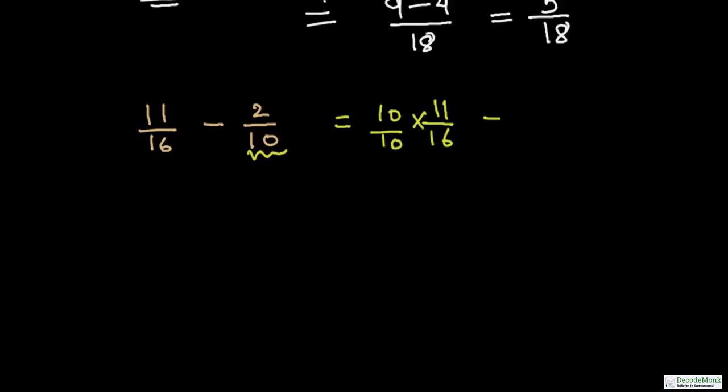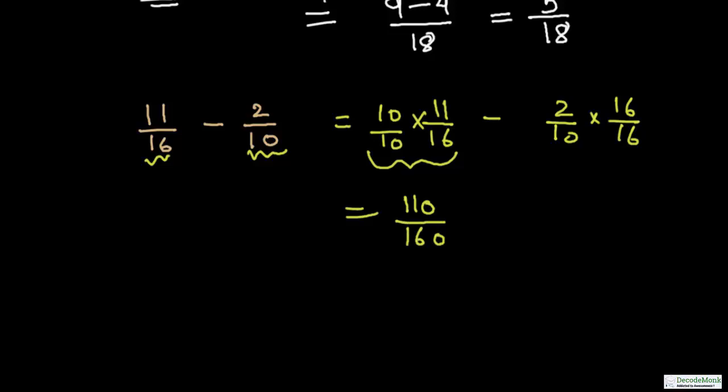Taking one more example, 11 upon 16 minus 2 by 10. What can we do? Again, 11 by 16 multiplied by 10 by 10, minus 2 upon 10 multiplied by 16 upon 16. Multiplying by 10 is easy. If you multiply a number by 10, you just put the number and put a 0 behind it. So this is equal to 110. Similarly, 16 and a 0, so 160. Minus 16 twos are 32.